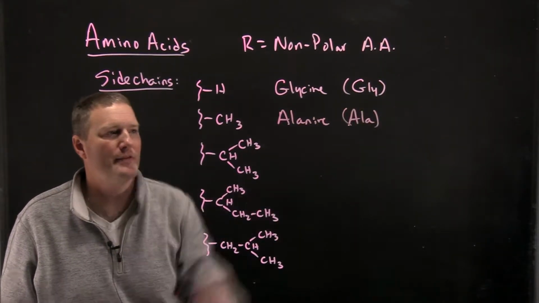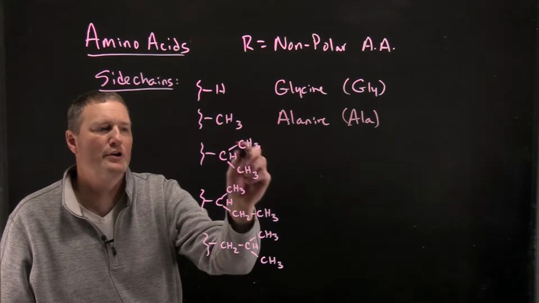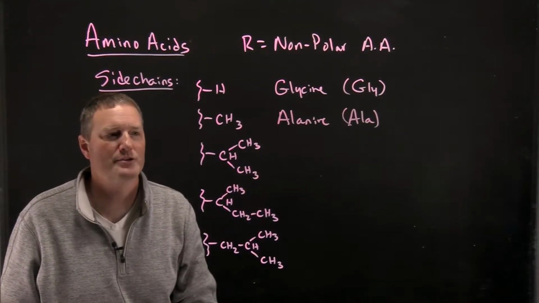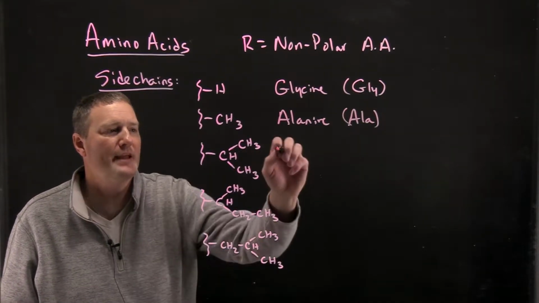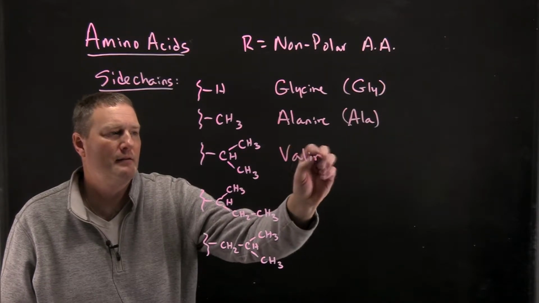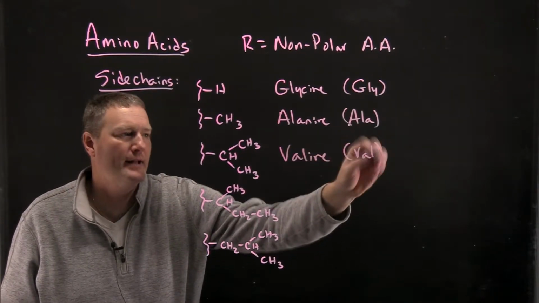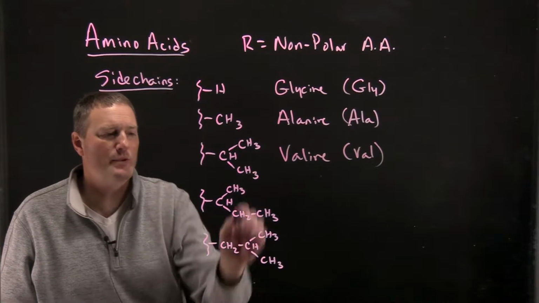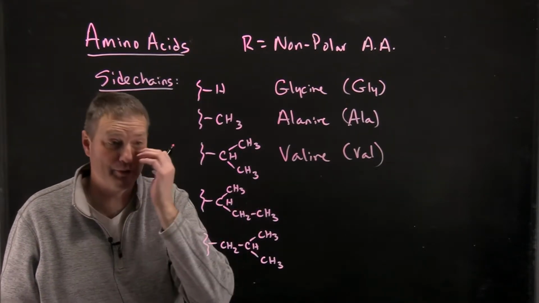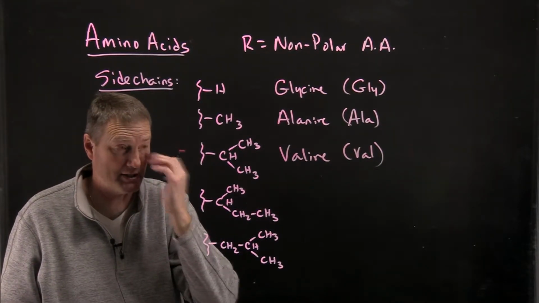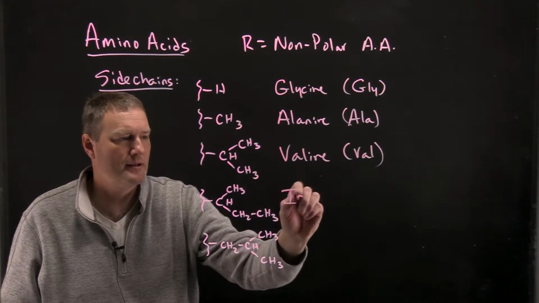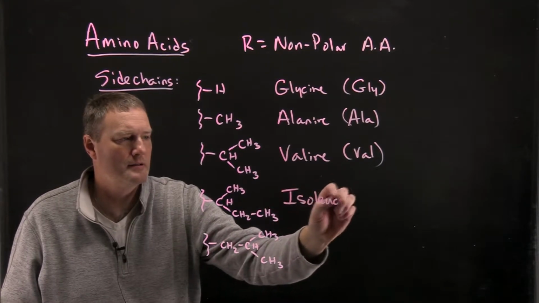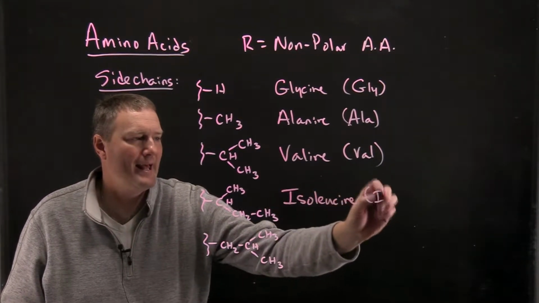ALA would be the abbreviation. Next, notice we have an isopropyl group here, so a 3-carbon group. This becomes valine, VAL. Next, we have sort of a sec-butyl group that would be attached. This is called isoleucine, or ILE.